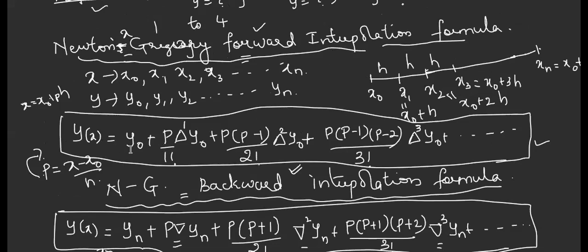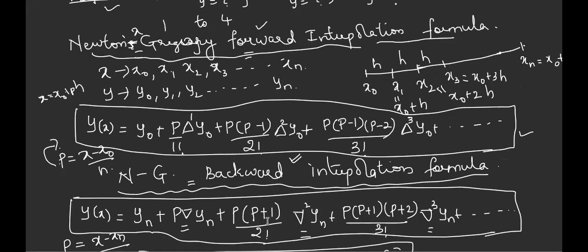The formula is given by y of x equal to y naught plus p delta y naught plus p into p minus 1 upon 2 factorial delta square y naught plus p into p minus 1 into p minus 2 divided by 3 factorial delta cube y naught and so on. So this depends on the p value, but the main important thing is delta. This delta is called the forward difference. In the backward interpolation formula, we have the quantity del. So there we constructed a backward difference table, isn't it?